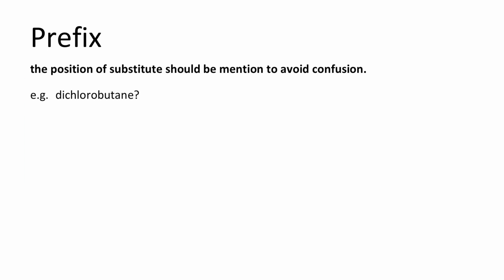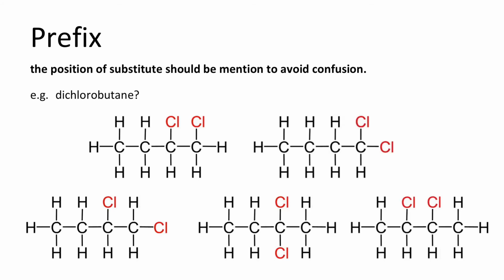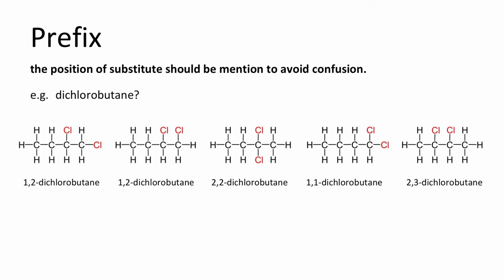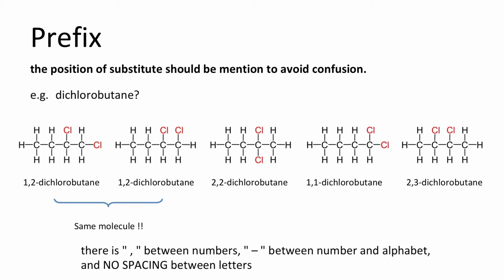Because the prefix can be placed at anywhere in the carbon chain, we must include the position of the substitute to avoid confusion. And here shows if someone just tells dichlorobutane, then we have plenty of choice. So which one he is talking about? With the position of the substitute included, the situation become clear, and we can see among all these 5 choices, 2 of them get the same name. It's 1,2-dichlorobutane. That means they belong to the same molecule. In order to separate 2 numbers, we use a comma, and there is a hyphen between the number and the alphabet. So make sure there is no spacing in the name.